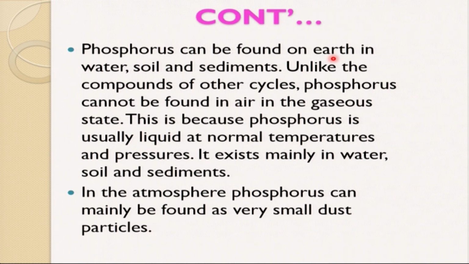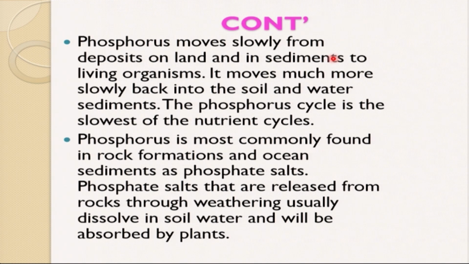It means that what I talked about, phosphorus, is a slow process. So once you find phosphorus in the atmosphere, it is not in a gaseous state. We said phosphorus is normally found in a liquid state, but it can be found in the atmosphere as small dust particles. Phosphorus moves slowly from deposits on the land and sediments to the living organisms. It moves more slowly back into the soil and water sediments.